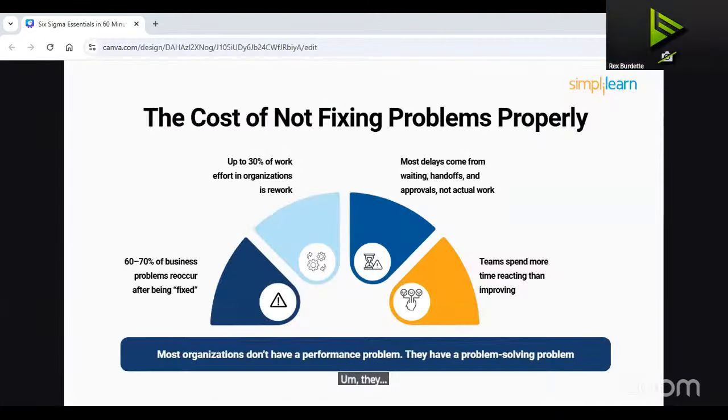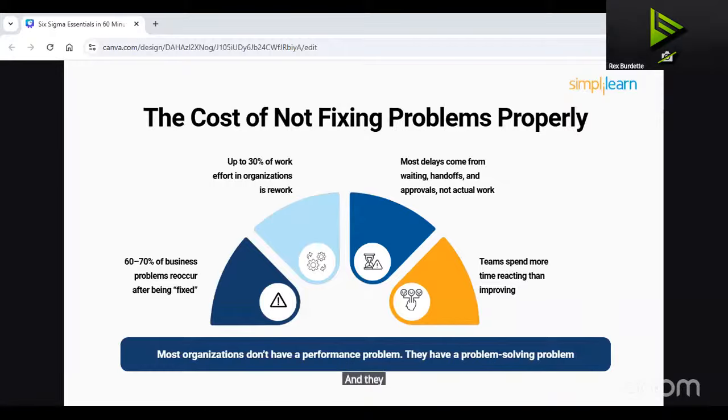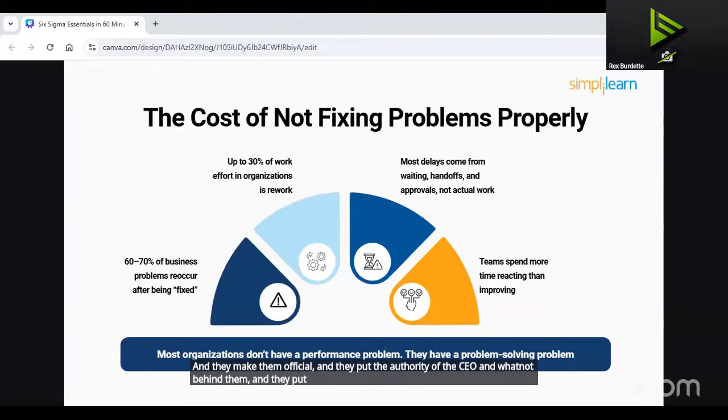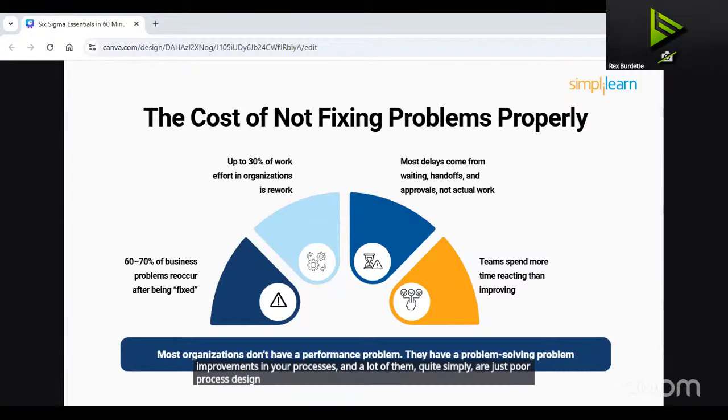They fall into the problem of problems. A lot of it, to be honest, is just people learn that that's the way it is, and they feel powerless, and they say, "I can't do anything about that. That's how it is." And that's one of the reasons why companies turn to programs like Lean and Six Sigma, and they make them official, and they put the authority of the CEO and whatnot behind them, and they put structured programs in place so that you can use these tools to get improvements in your processes. And a lot of them, quite simply, are just poor process designs. And then that acceptance of things as, well, that's just the way they are.